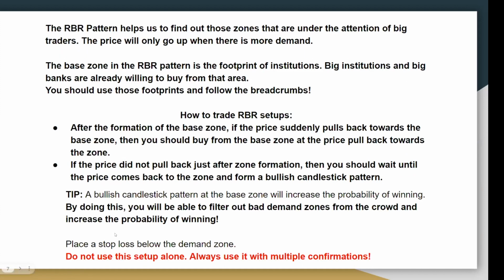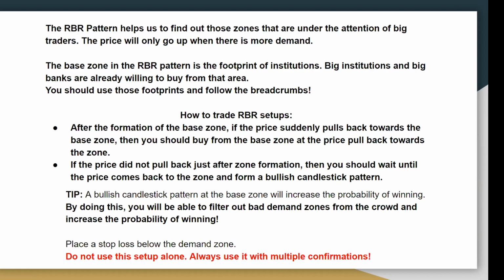And then do not use the setup alone. Always use it with multiple confirmations. Same thing with indicators. You want to have multiple confluences on why you are entering this specific trade. If you're looking for confirmations, and if you're only able to find one confirmation, that's not a good trade. You want to have multiple confirmations. You want to have 2, 3, 4. If everything is lining up for you, take the trade. If you're not able to find multiple confirmations, this is not a good setup. Just wait for a better setup.